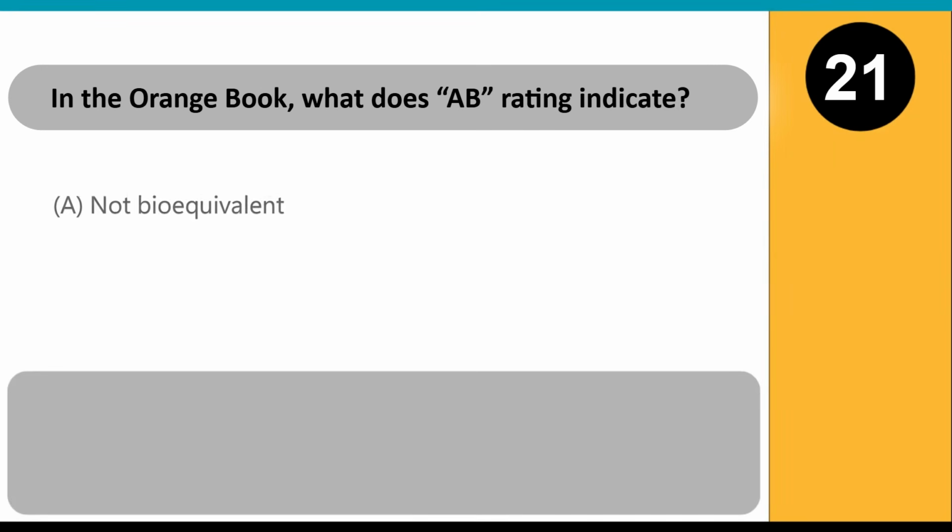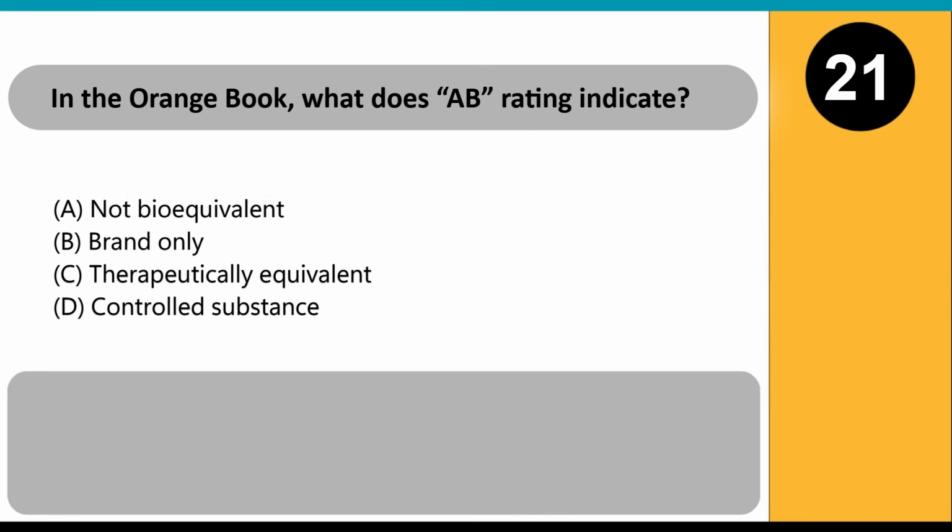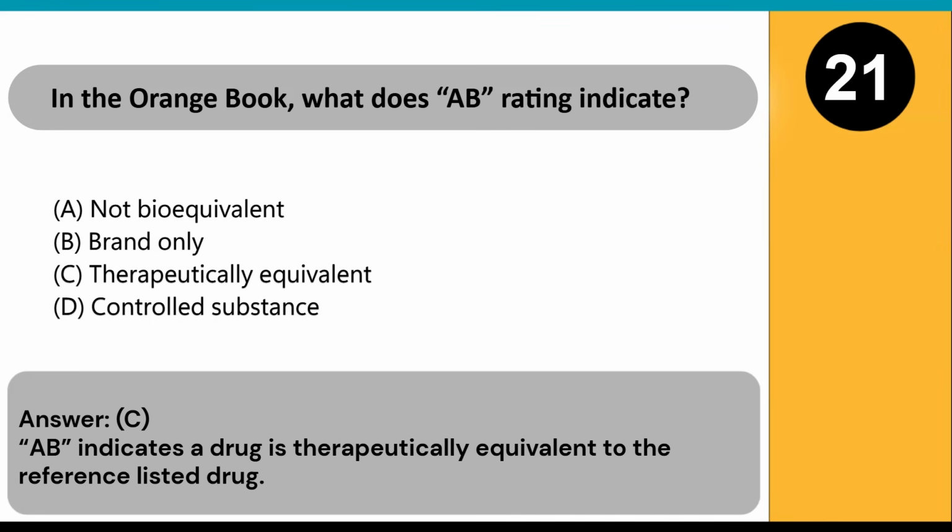In the Orange Book, what does AB rating indicate? A. Not bioequivalent. B. Brand only. C. Therapeutically equivalent. D. Controlled substance. Answer: C. AB indicates a drug is therapeutically equivalent to the reference-listed drug.